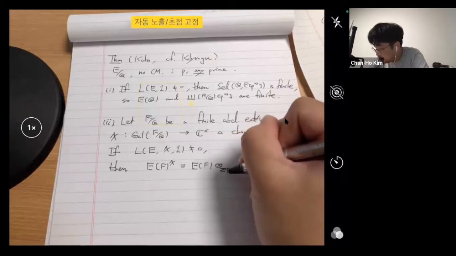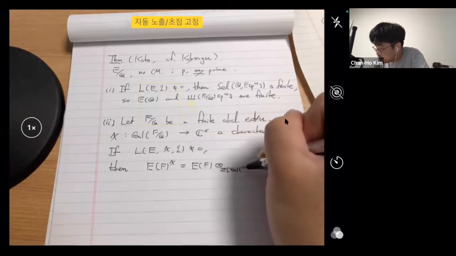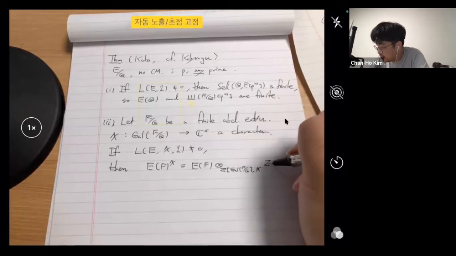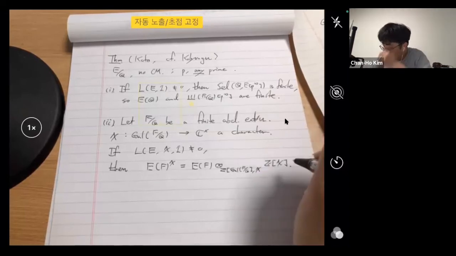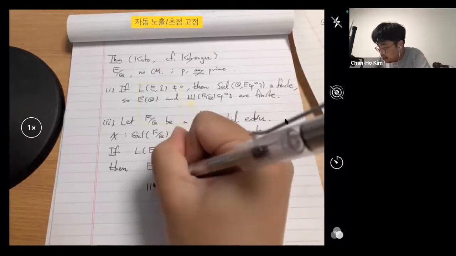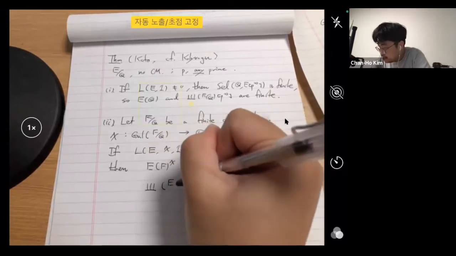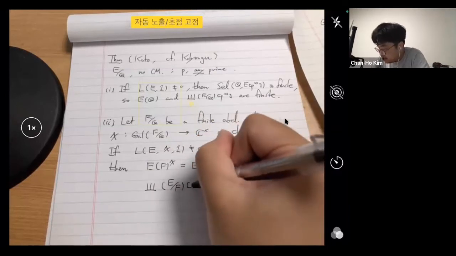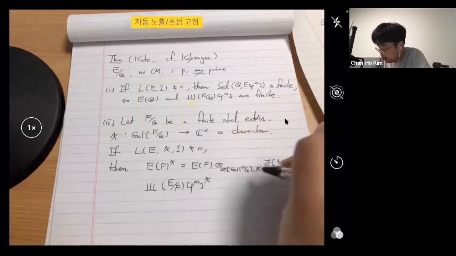So the group ring acts, but it factors through chi, and Z[chi] is Z adjoining the values of chi. In the same manner, the Tate-Shafarevich group of E over F, its p-part and its chi component, both are finite.